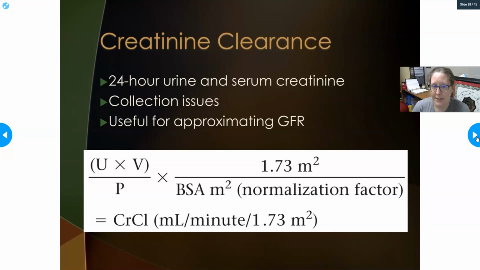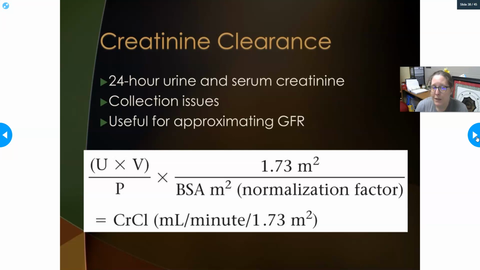So the idea is, first of all, you want your patient to start with an empty bladder. So you want to see that the patient is emptying the bladder and time it. And then from that moment on, the clock starts counting for 24 hours. And you collect every drop of urine that's produced for 24 hours. It needs to go in the container. A lot of times the container's put on ice.